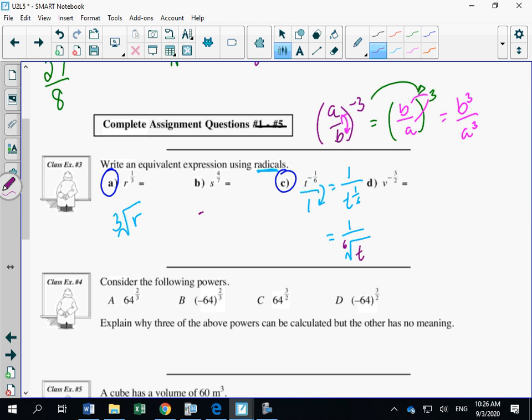Okay, b. That would be the 7th root of s to the power of 4. And d would be, there's two answers. So the first mark you would get is 1 over v to the 3 over 2. And the second mark is for writing that as a radical. So that would be 1 over the square root of v to the power of 3 would be your answer.